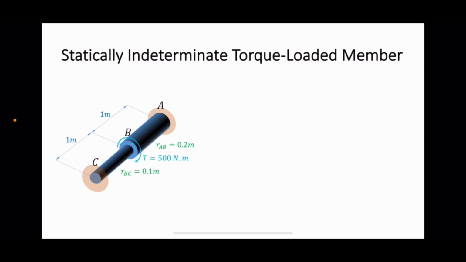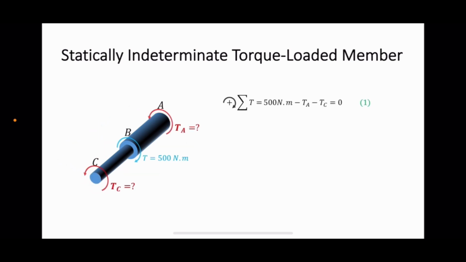To illustrate, let us replace the supports by the reactions and write the equilibrium equation. Since we have two unknowns with only one equation, we will not be able to find the unknowns. If you remember, this is why we call the problem statically indeterminate. To solve it, we need to establish one more relationship between the two unknowns, TA and TC. As you may guess, since A and C are fixed, the zero angle of twist between C and A will help us obtain that relationship.